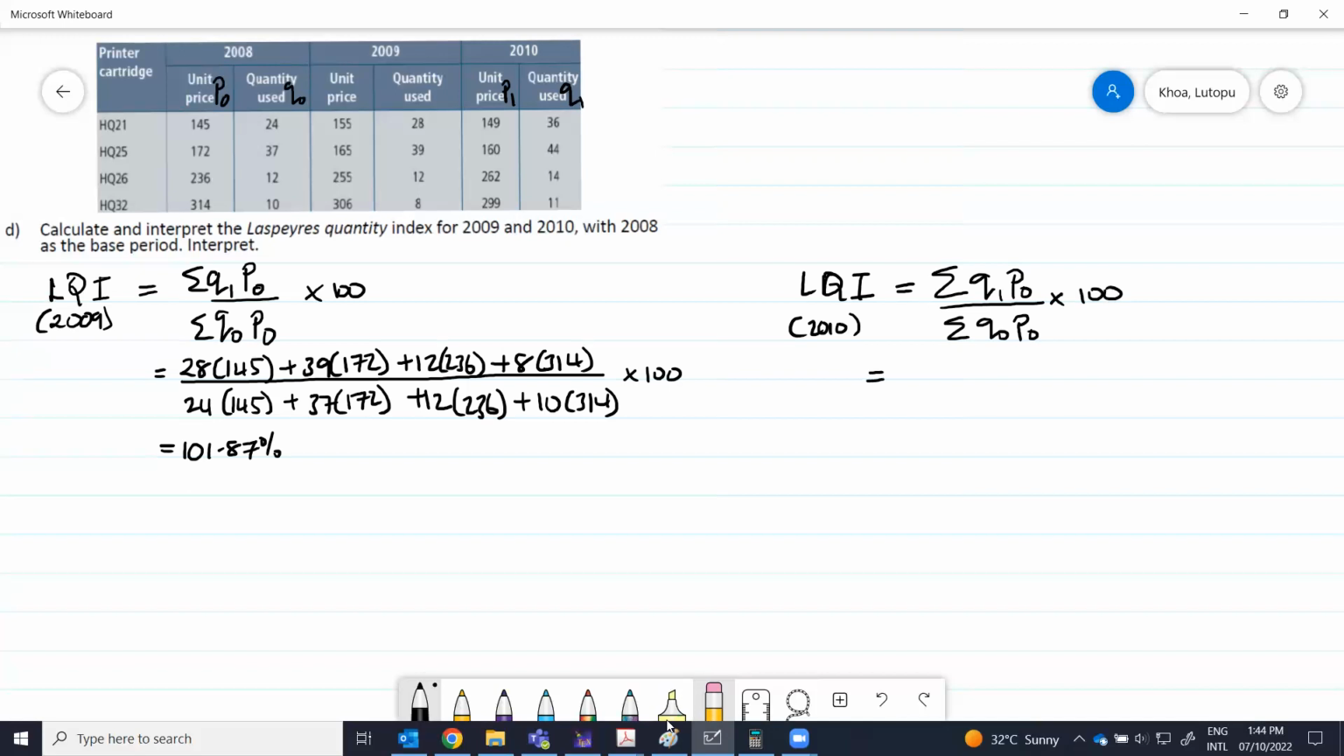Okay, so Q1 times P1. Sorry, Q1 times P0. So we have 36 times 145. Then 44 times 172. 14 times 236. 11 times 314.